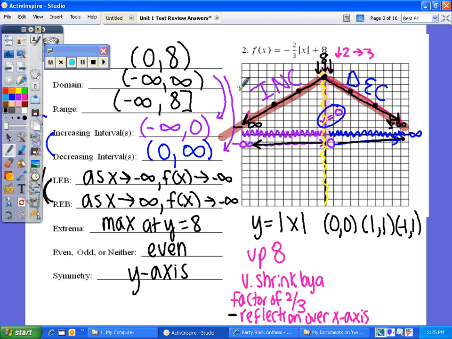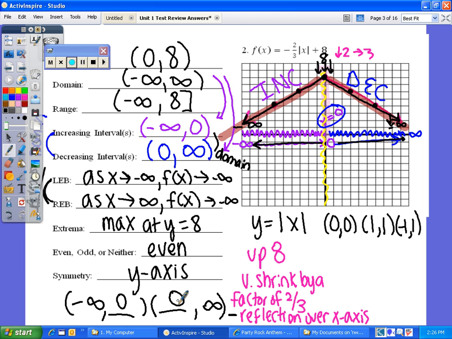The intervals, remember I said earlier, it has to do with your domain. So you're taking this domain here and splitting it in half. You're going to have one part of the domain starting with negative infinity and the other part of the domain ending with infinity. And these numbers here are replaced by the first number in the vertex, which in this case is 0. So that's how you write your increasing and decreasing intervals.